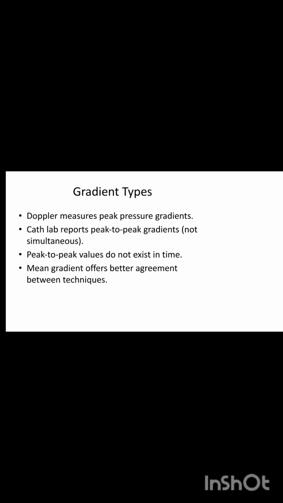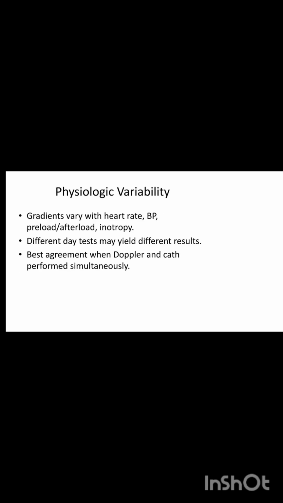Gradient types. Doppler measures peak pressure gradients, and the cath lab reports peak-to-peak gradients, which are not simultaneous. The peak-to-peak values do not exist at the same time, so the mean gradients offer better agreement between the techniques. Physiological variability: the gradients vary with heart rate, BP, preload, afterload, and inotropy. And a test on a different day may yield a different result.